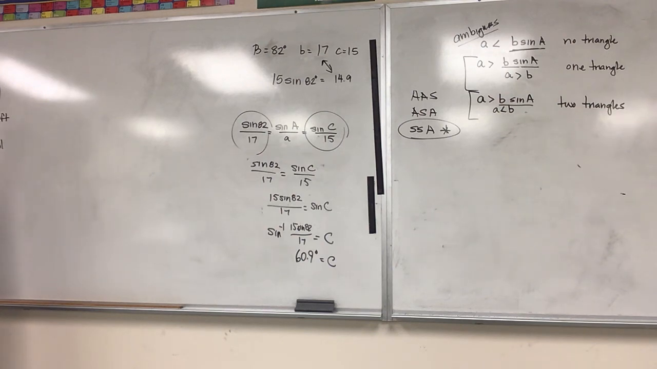You do arc sine, then parentheses, 15, then sine 82, then parentheses, then the divide line 17, close parentheses, and you hit equal. And you get 60.89926. Did everybody else do it? Everybody agree? I got that. Okay, 60.9.